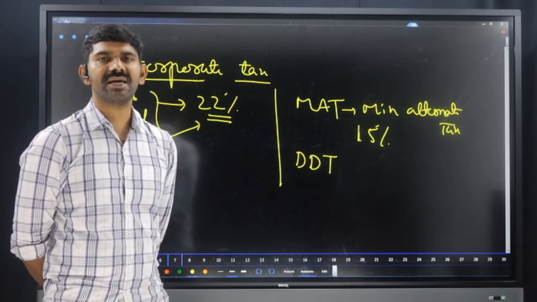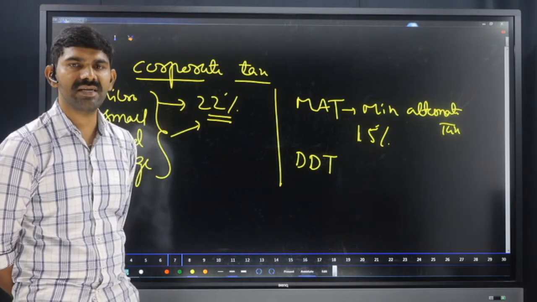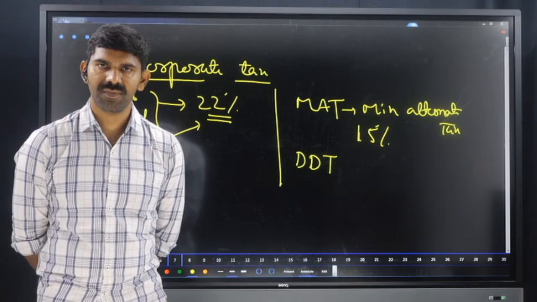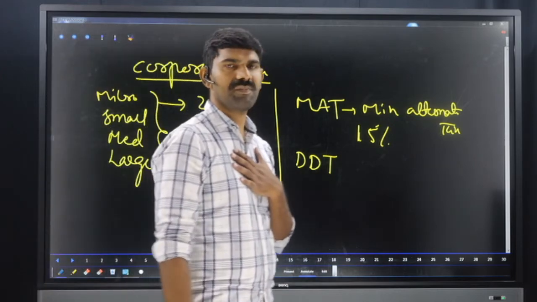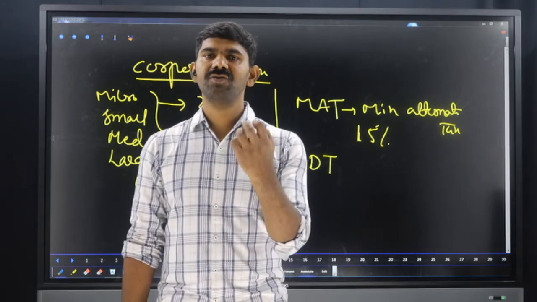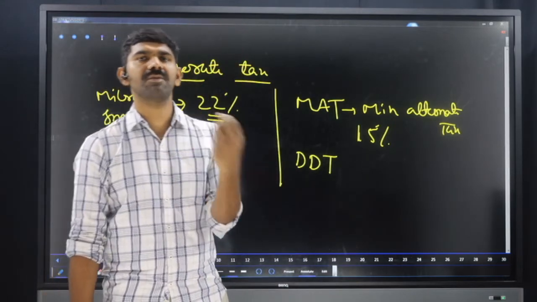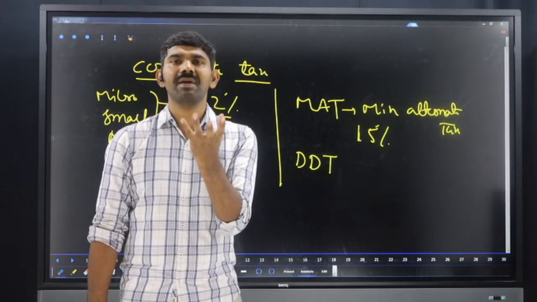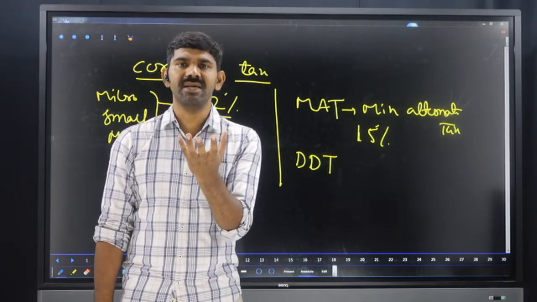Dividend distribution tax is a tax imposed on the dividends distributed by the company to the shareholders. For example, I am a shareholder. I have got, let's say, 100 Infosys shares. Now Infosys got some profits. Infosys gives me the profits. When Infosys is giving me some profits, I'm getting some money that's called as a dividend.